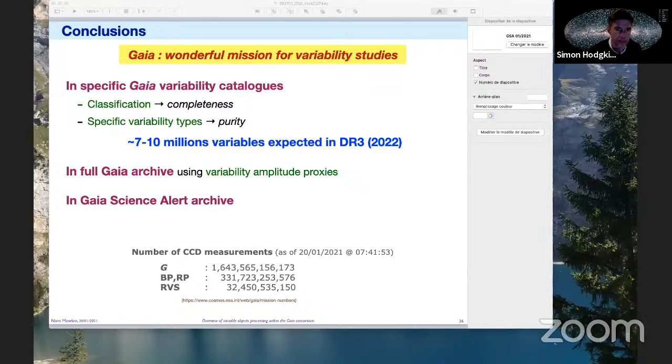I'm curious about your variable white dwarf stars that are not on the CV sequence, but seem to be on the white dwarf sequence, and what might be happening with those.